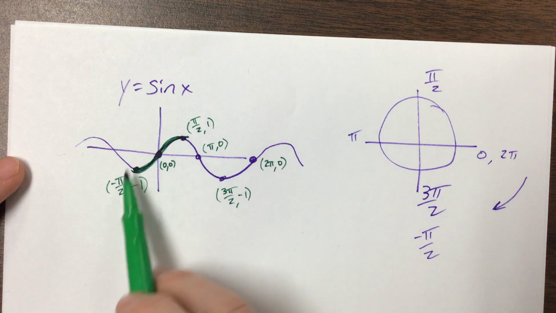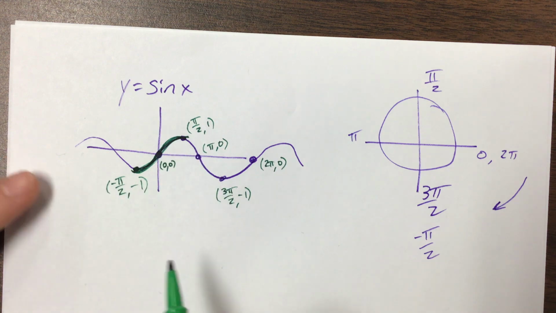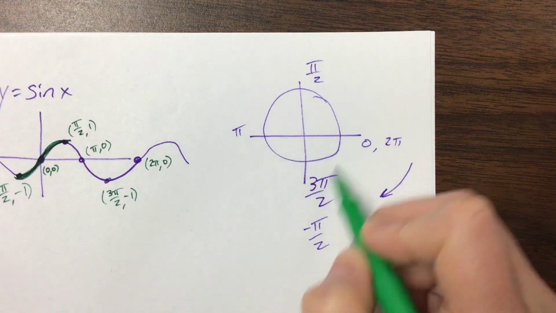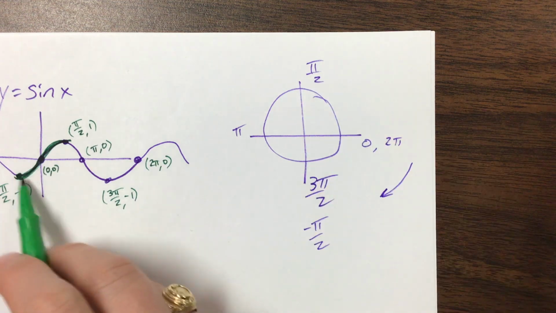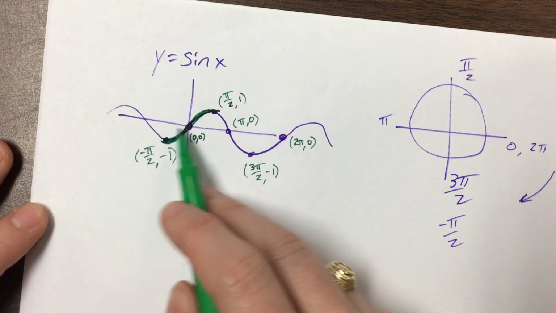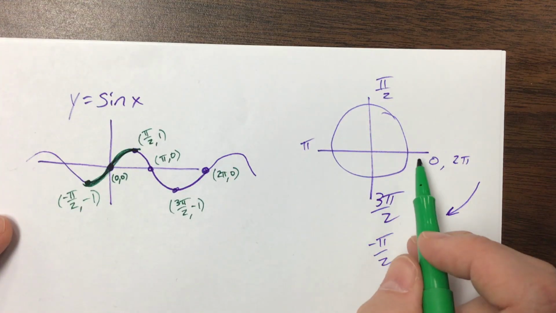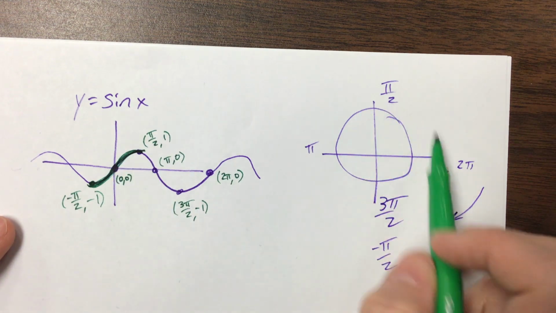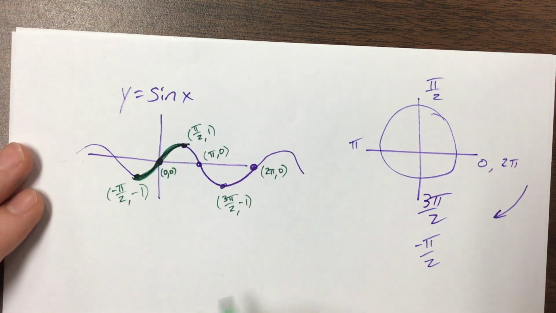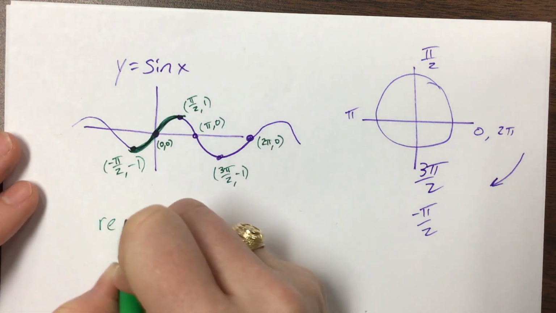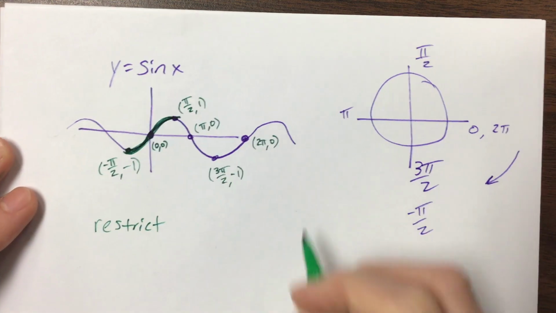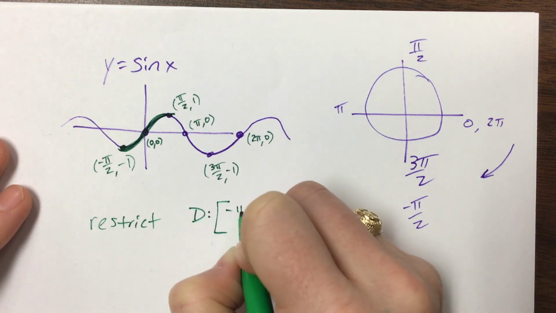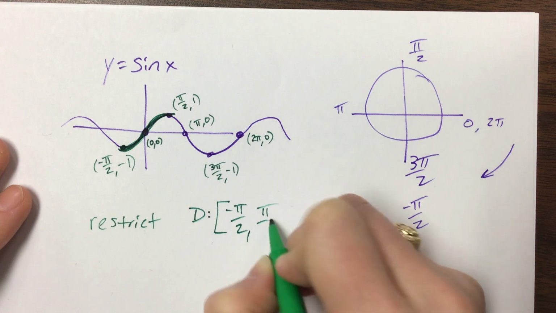That way we get every y value, but we only get every y value one time. So if you think about the unit circle, what that means is we want quadrant 4, because this part right here on my curve gives me quadrant 4, but going in the negative direction. And I want this part right here, which is quadrant 1, on my unit circle. So what we will do is we'll restrict the domain. So our new domain will just be from negative pi over 2 to pi over 2.